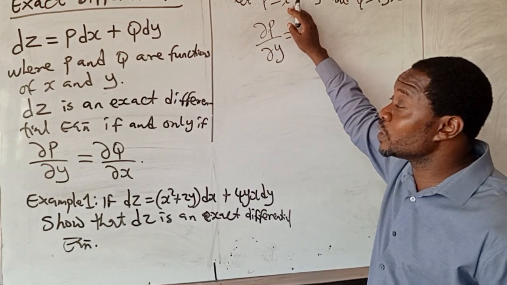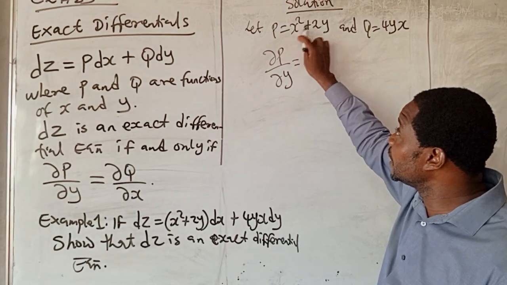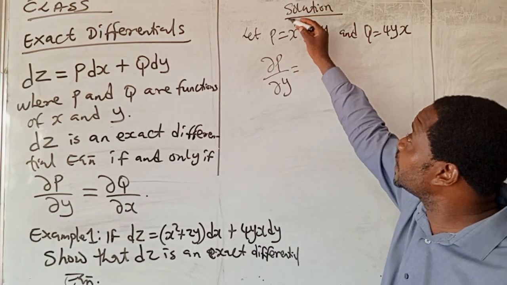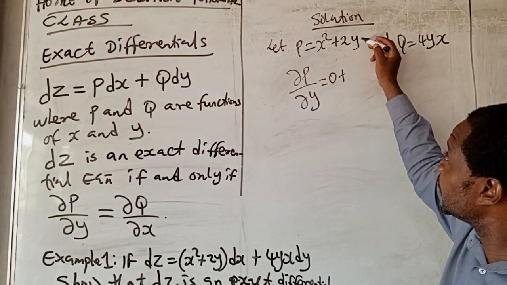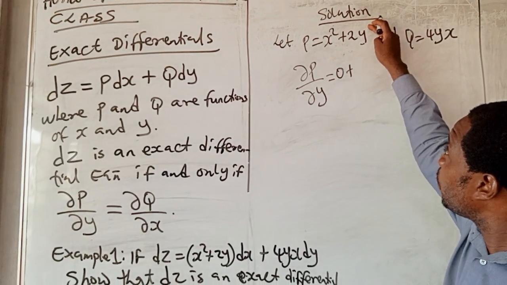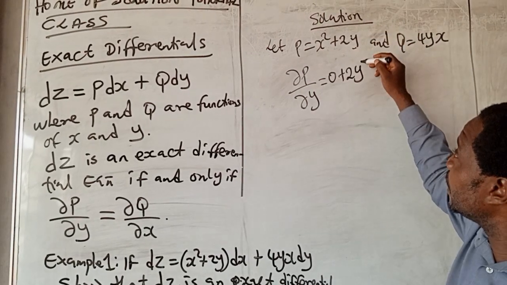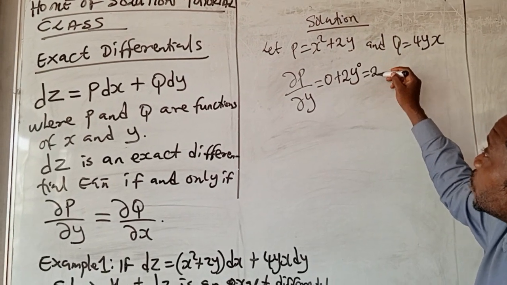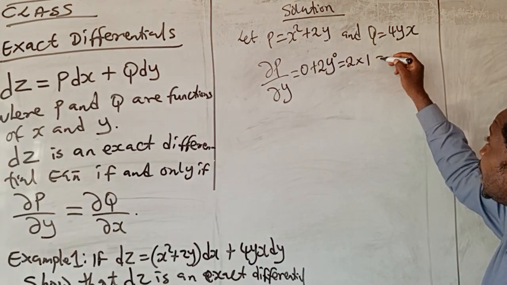When you are differentiating partially, it means anything that is not y, you consider it to be constant, and differentiation of a constant is 0. So this x, we are considering it to be constant. If you differentiate x squared, the answer will be 0. Now if you differentiate 2y, 1 times 2 will give you 2, and 1 minus 1 is 0, so your answer will be 2 times 1, because anything raised to power 0 is 1. So your answer is 2.